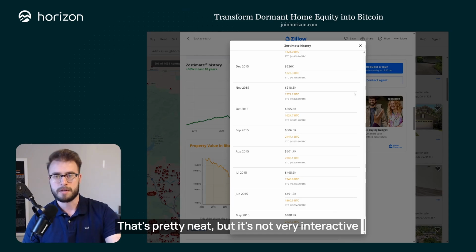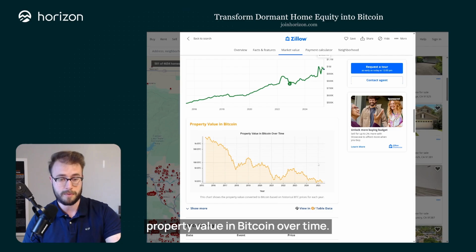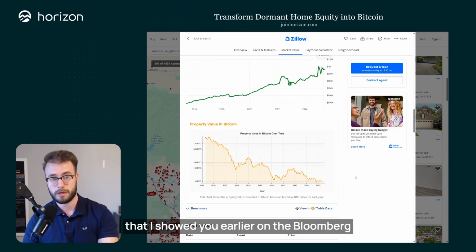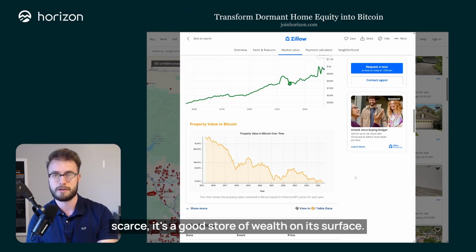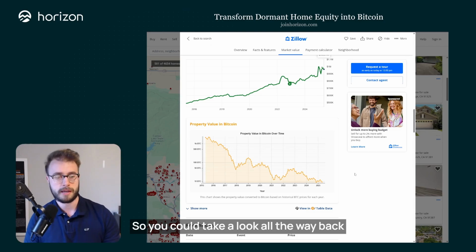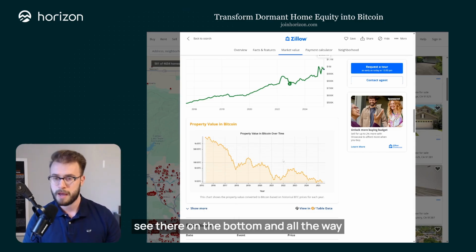That's pretty neat, but it's not very interactive, and that's why we also have a chart over here that shows you the property value in Bitcoin over time. Now, this looks very similar to the chart that I showed you earlier on the Bloomberg terminal, but this is for any property that you'll find all across Zillow. You can really see how even though your home is relatively scarce, a good store of wealth on its surface, when denominated in Bitcoin, it simply doesn't match. Take a look all the way back to its earliest date, 2.1 thousand BTC, and all the way over here, it's now worth just 9.3 Bitcoin.